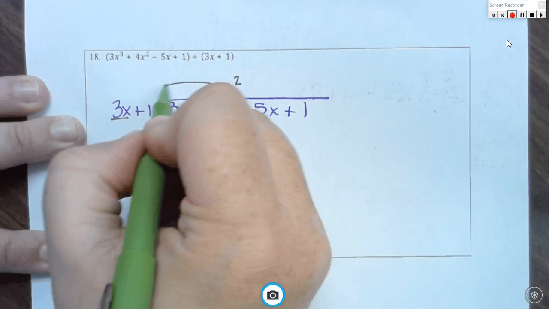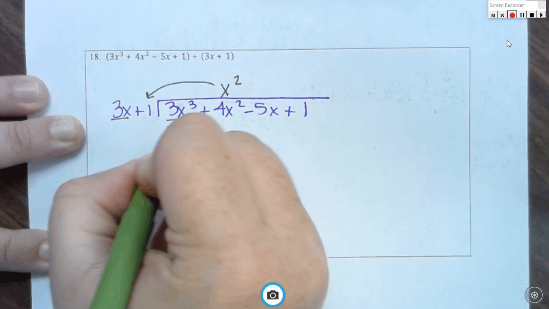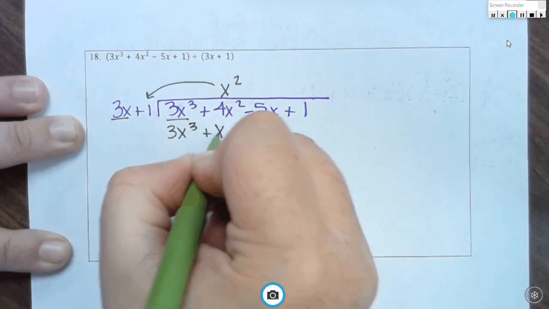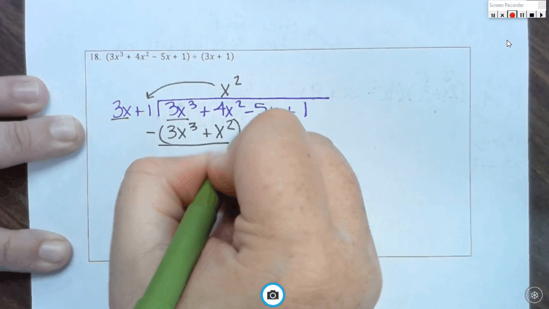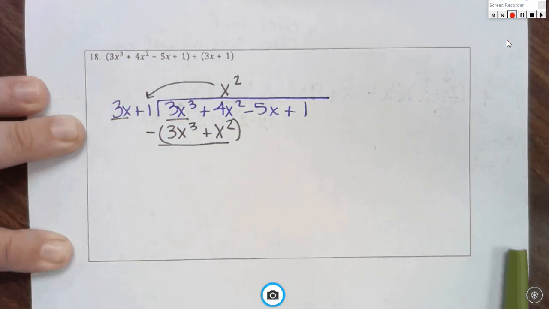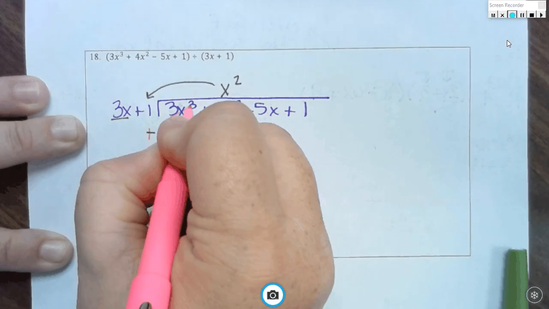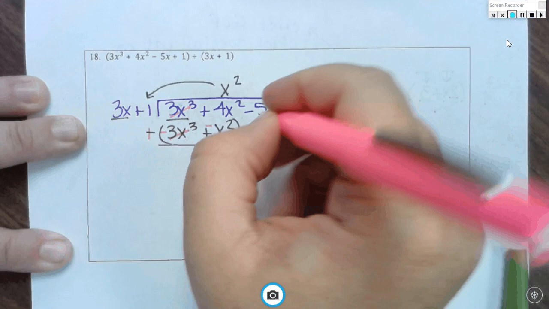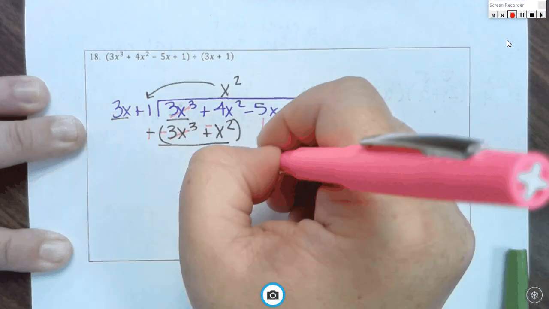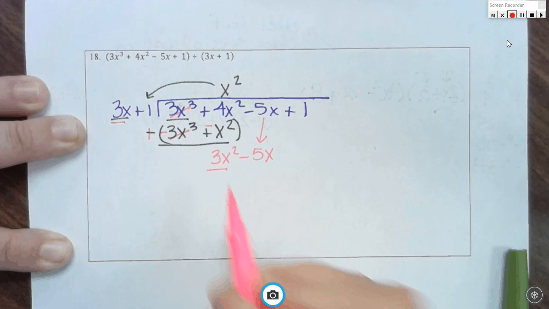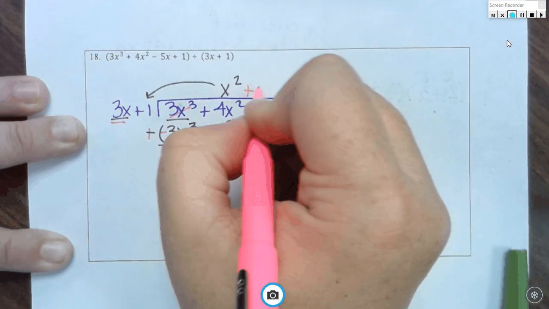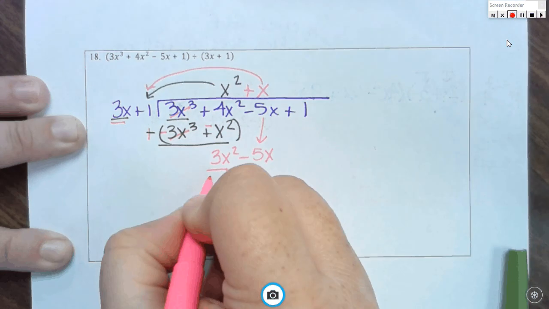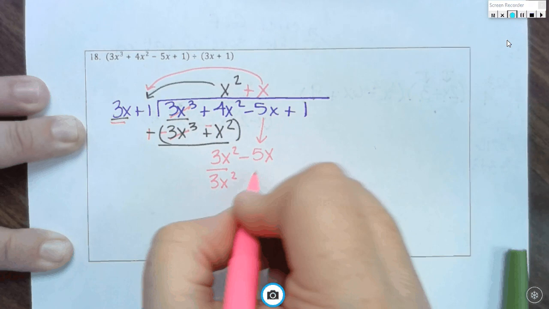Multiply it around. X squared times 3x. X squared times 1. Same, change everything. So I get 3x squared, and I drop down my next term. 3x times what gives you 3x squared? And that would just be a positive x. And so I get 3x squared. X times 1 is x.